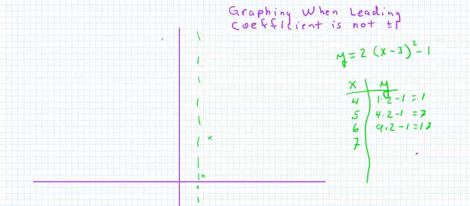Oh boy, let me mark my axis. Okay, I've got my axis marked, so it's a little bit easier to graph. All right, so 17, 5, 10, 15, 16, 17. And lastly, 7 minus 3 is 4, squared is 16, times 2 is 32, minus 1 is 31. And I'm off my graph.